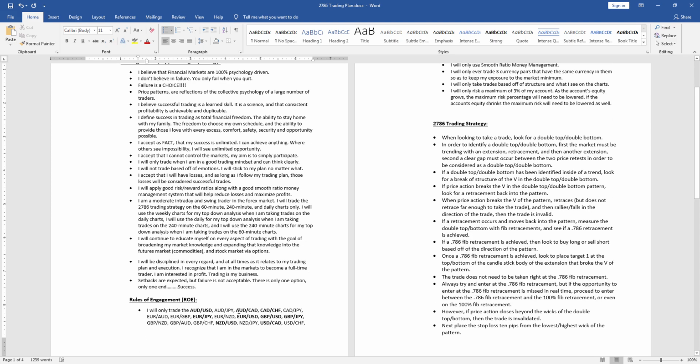I've already backtested the Aussie CAD, and so far it has a positive expectancy on the hourly chart. Now I'm going to show you how I backtest, and I'm going to show you all this on the Aussie dollar. This is going to be the next currency pair that I go under, and then I will continue on to all these other currency pairs.